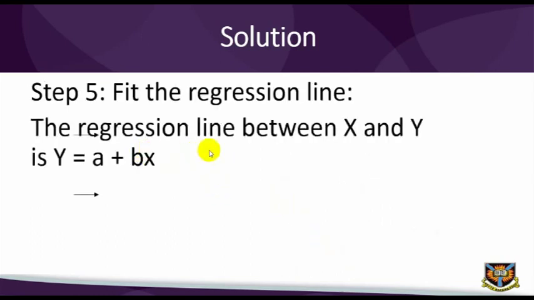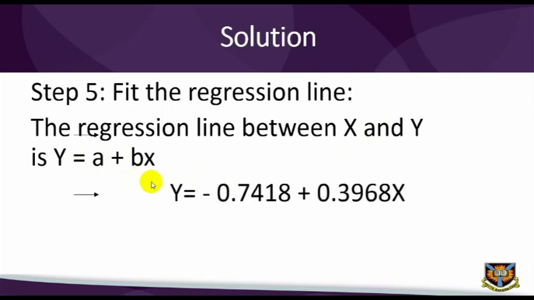Step 5. Fit the regression line. The regression line between x and y is y equal to a plus bx. y is equal to minus 0.7418 plus 0.3968x. C. You are required to find y when x is equal to 20.